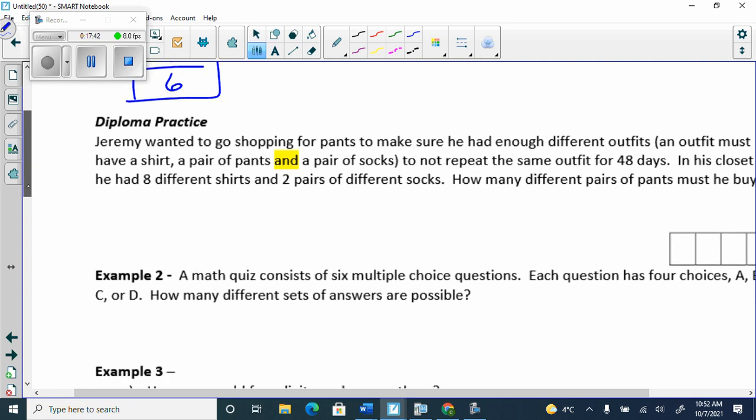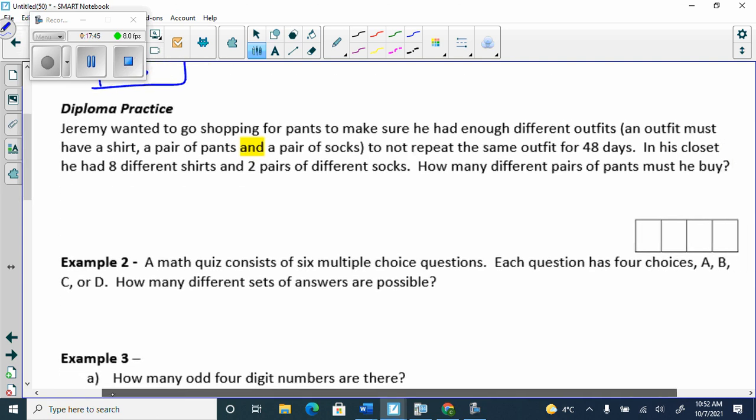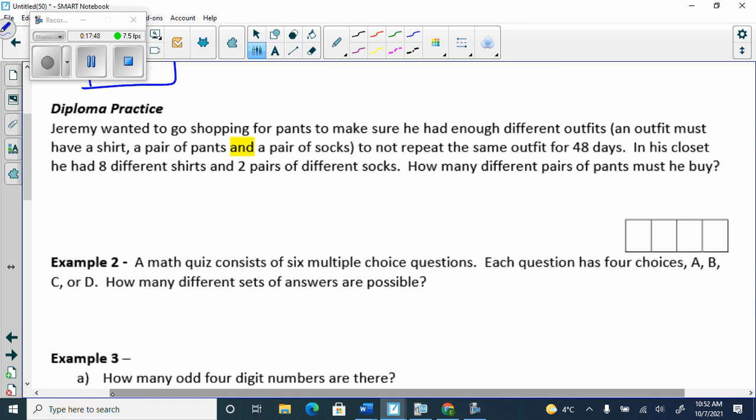So here's some diploma practice. Jeremy wanted to go shopping for pants to make sure he had enough different outfits. An outfit must have a shirt. I must have 1 shirt, right? And 1 pair of pants. And some socks. Can I make an outfit with only shirts and pants, or pants and socks, or socks and a shirt? Or do I need 1 of each? 1 of each. So I need this and this and this. So I'm going to multiply.